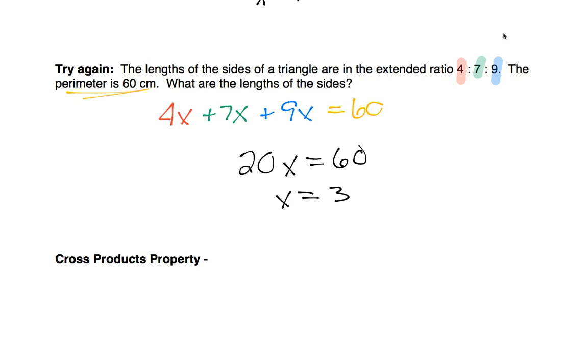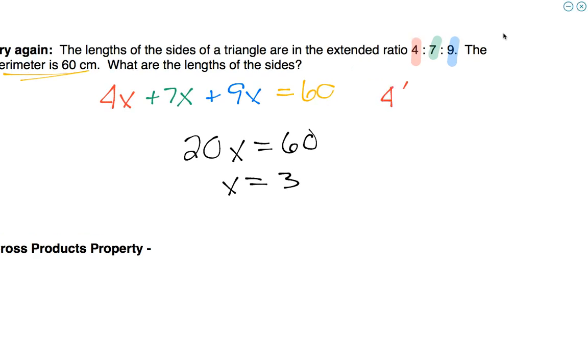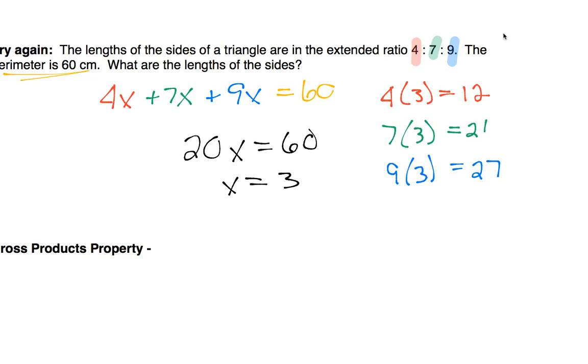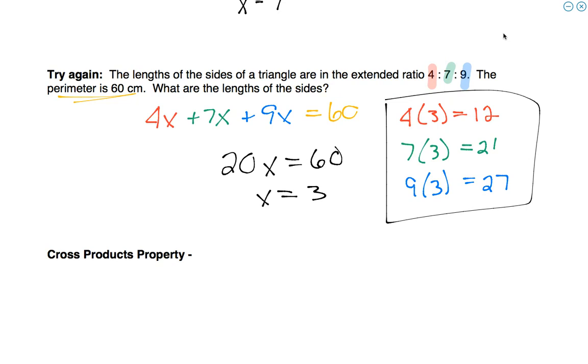What are the lengths of each side? So we have 4 times 3, which equals 12. We have 7 times 3, which equals 21. We have 9 times 3, which equals 27. And you can check them. They should add up to 60. Here we have 33. 33 and 27 is 60.